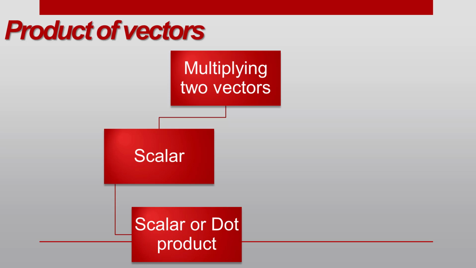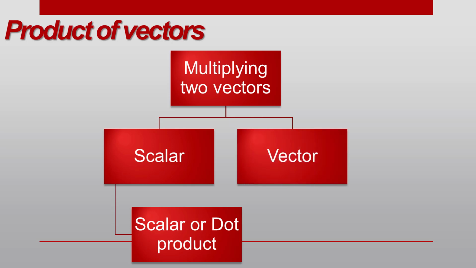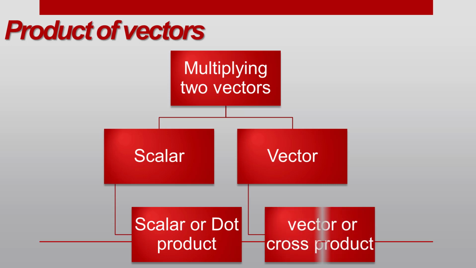Because the result is a scalar, we call it scalar product, and because we use the dot operator, it is also known as dot product. And if we multiply two vectors in such a way that the answer obtained is a vector quantity, then such multiplication is known as vector or cross product. So we have two different ways to multiply vectors. In this lecture we will just discuss scalar or dot product.